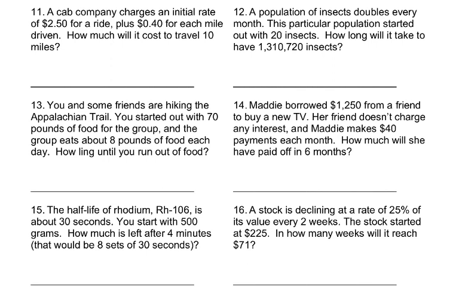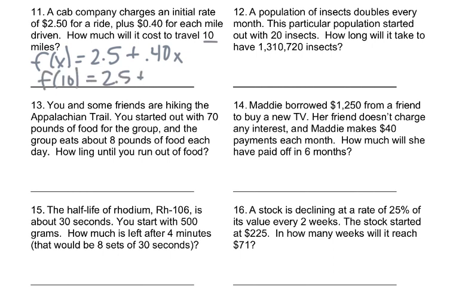Okay, cab company charges an initial rate of $2.50 for a ride, plus 40 cents for each mile driven. How much will it cost to travel 10 miles? So, f of x equals the $2.50 plus the 40 cents per mile. We want to know how far to go 10, so that's f of 10 equals 2.5 plus 0.4 times 10. 0.4 times 10 would be basically $4, plus $2.50 would give us $6.50 to go 10 miles.